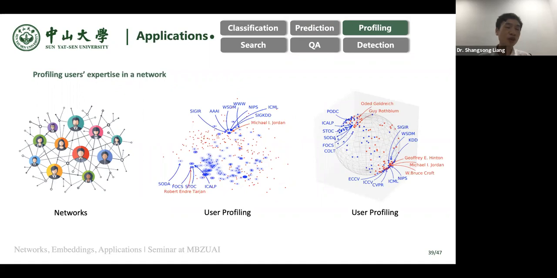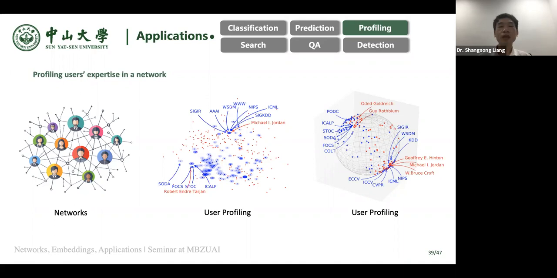Another application of the graph embedding algorithm is profiling users' expertise in a network. For instance, we have an academic network. Each scholar in the network publishes some papers. So can we use the papers published by the scholars to automatically profile the scholars' expertise? It is a very good application.